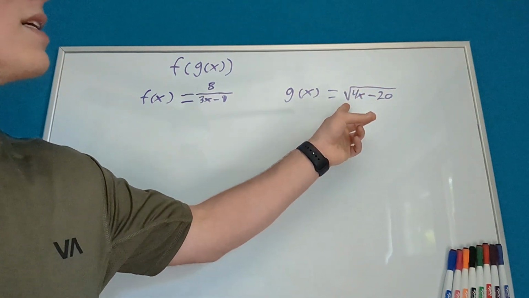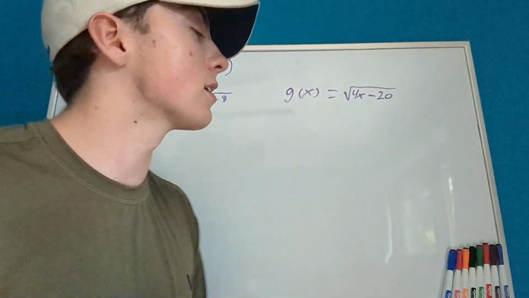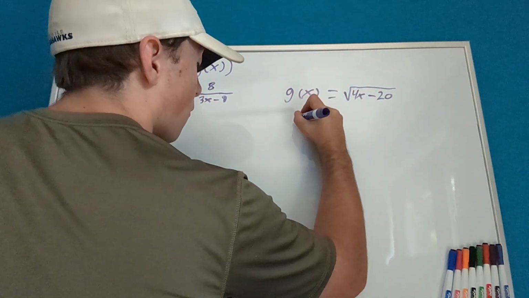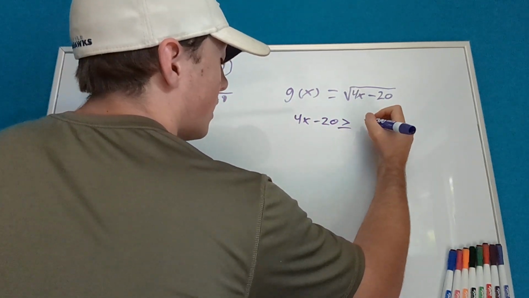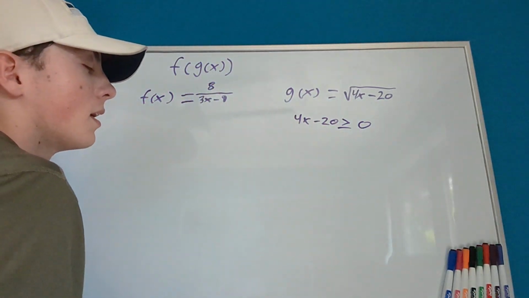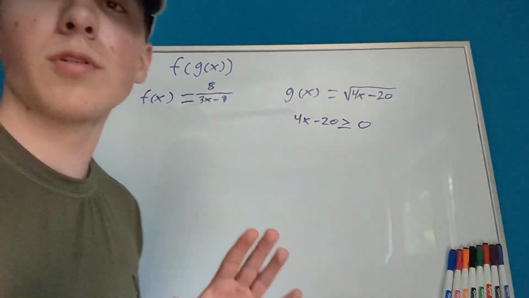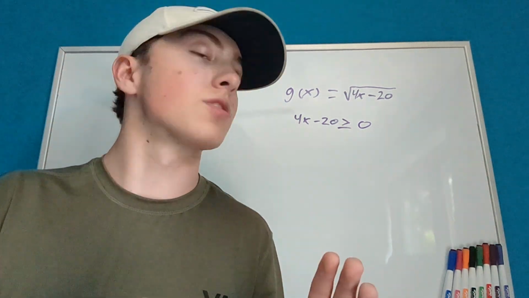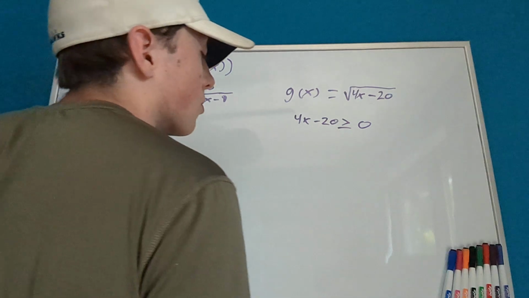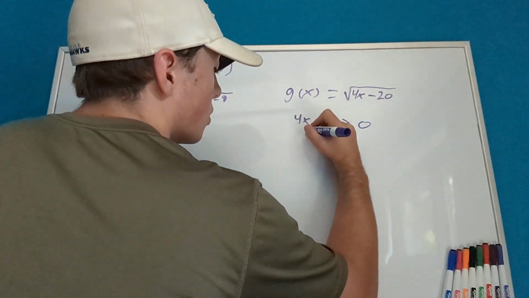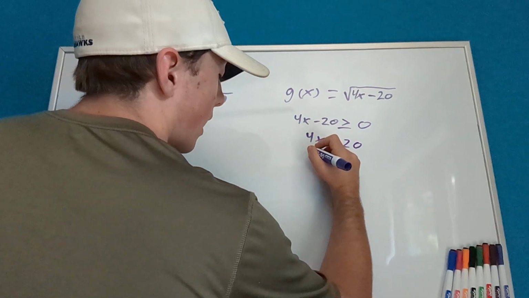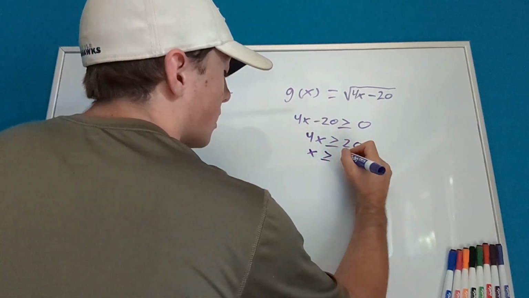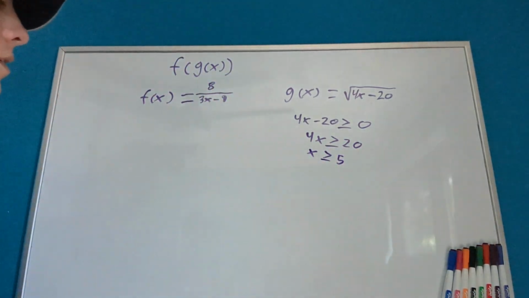So let's pretend that 4x minus 20 equals x. So we're going to say 4x minus 20 is greater than or equal to 0, right? Because when you just have the square root of x, x must be greater than or equal to 0. So now we have 4x minus 20 must be greater than or equal to 0. So then you have 4x must be greater than or equal to 20. And then you get x must be greater than or equal to 5.